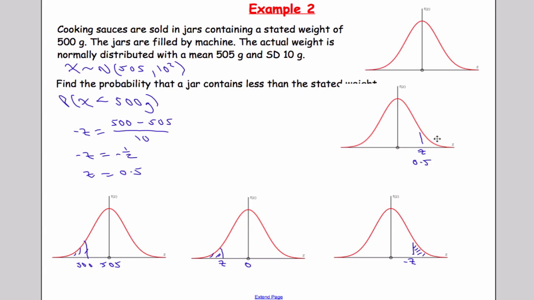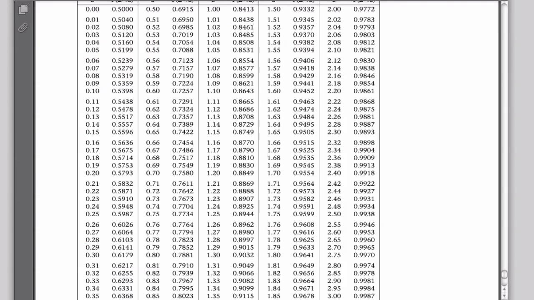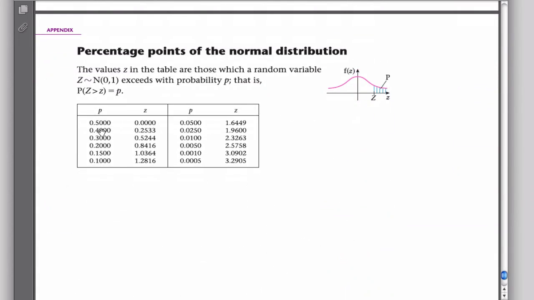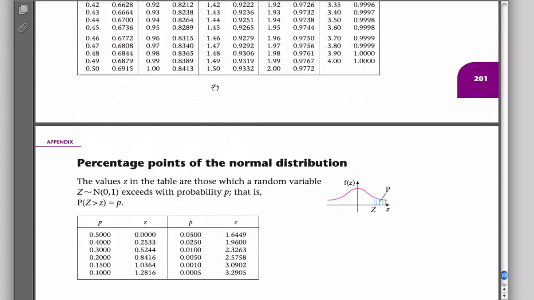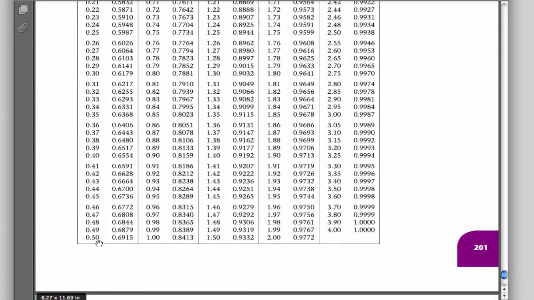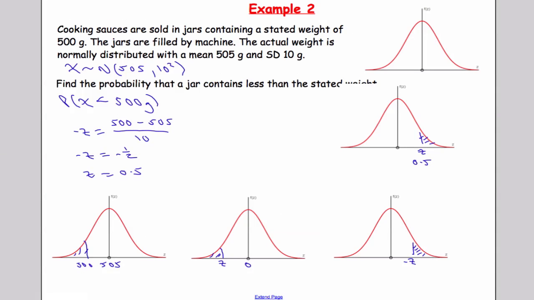And can I find this region here using the percentage points table? Or maybe the regular table. Let's have a look. Can I find one for 0.5? A z-score of 0.5. Not in the percentage points table. So I'm going to have to look elsewhere. Right, I got 0.5 here, and that's 0.6915.